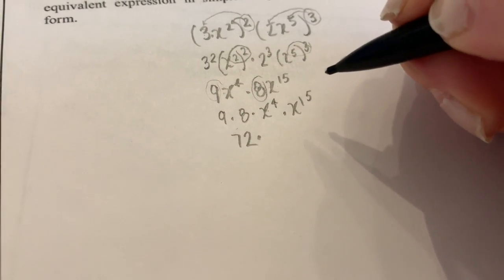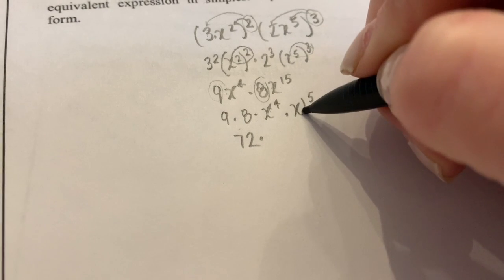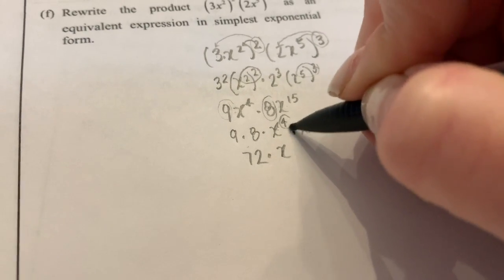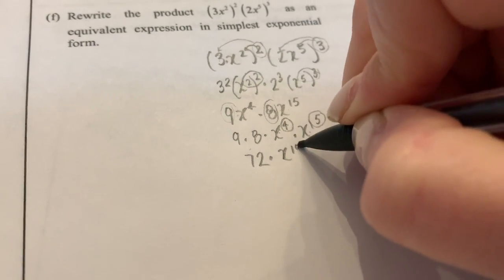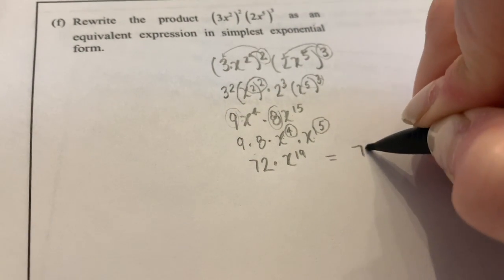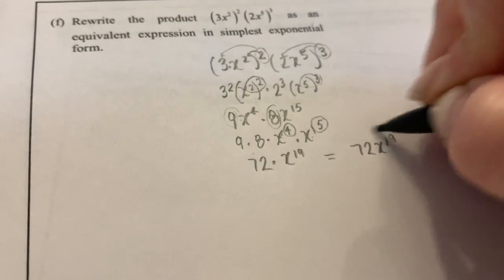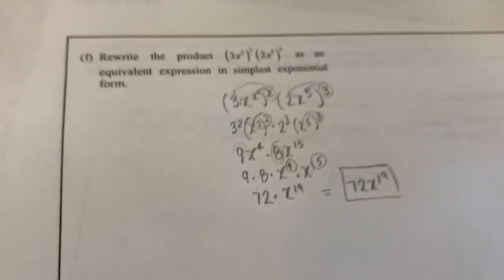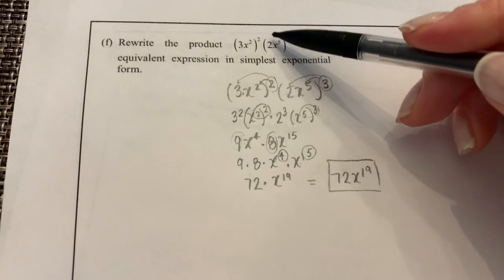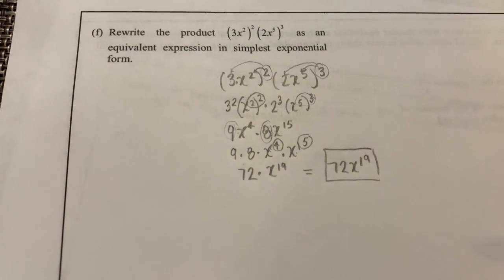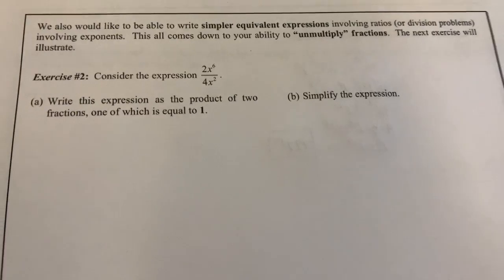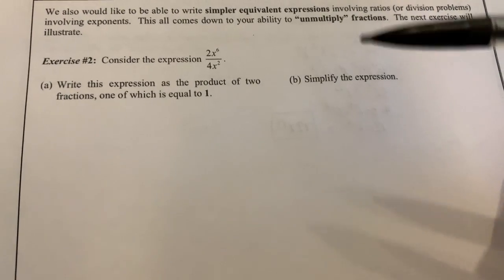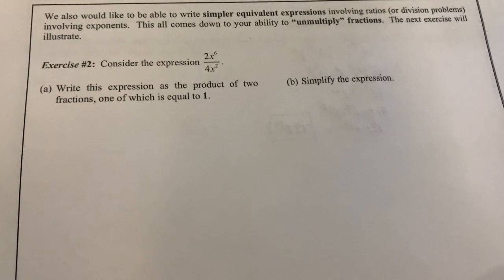Okay, and 9 times 8 gives me 72 times, now I have two exponents with the same base and I'm multiplying. So the rule for that is keep the base, which is x, and add the exponents. So 4 plus 15 would be 19. So this is 72 x to the 19th. Okay, so we took this monstrosity and turned it into this nice little thing. So that was a review. I know it was tricky, but it was actually a review.